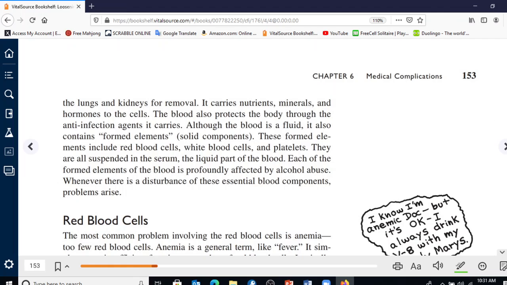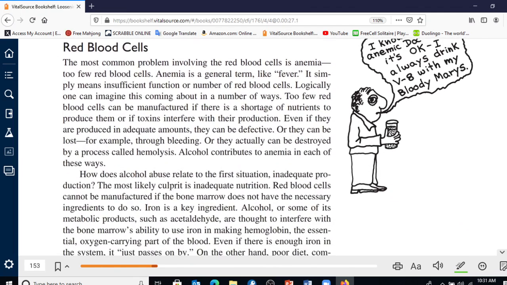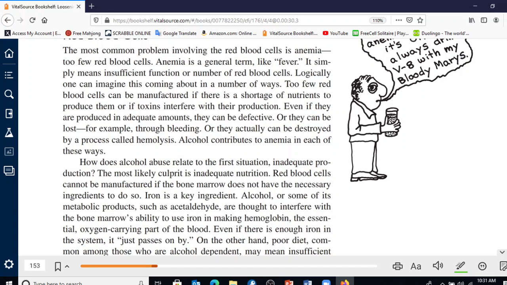Red blood cells, and the most common problem involving the red blood cells is anemia. Anemia is a very generic term. It's like saying fever. If you have a fever, it can be from all kinds of things. It may have been you were too long out in the sun. It could be that you have a cold. It could be that you have typhoid or rabies or, God knows what all. But fever just means that your temperature is higher than normal for you, right? So we have low-grade fevers and we have really high fevers, and we have fevers that can take us out. They're so serious.